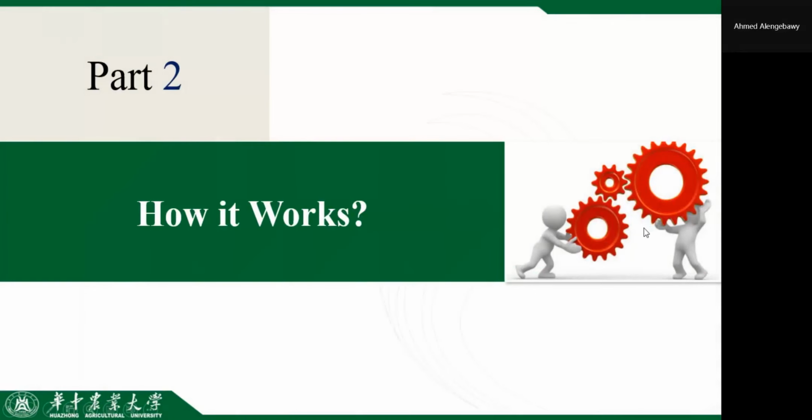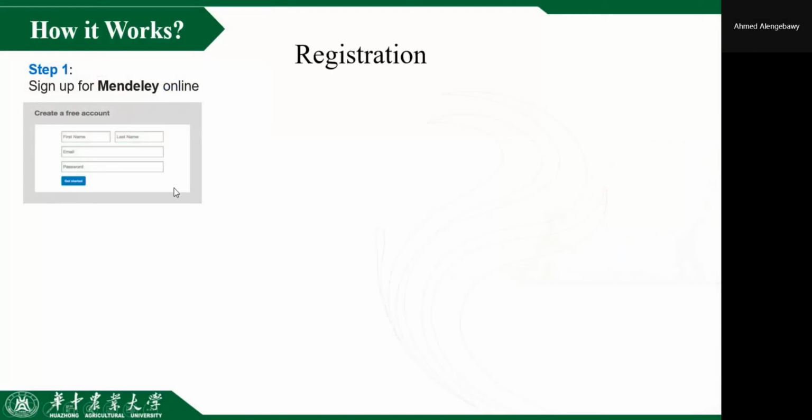So how does it work? Firstly, you have to register your account online on the Mendeley website. This is a simple way to register, and it is free. You can create your free account. Just use your first name and last name, email, and password, and you will have an account.